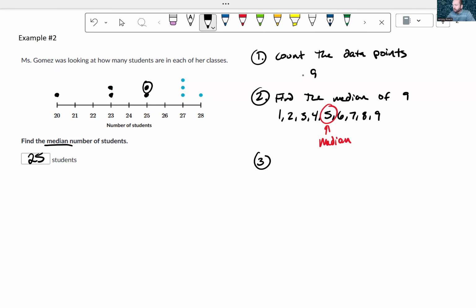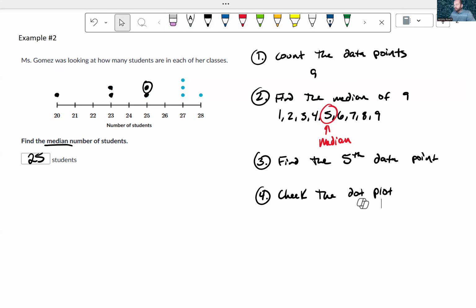So maybe I should write that out. Find the 5th data point and then just count on, or we'll say check the dot plot in this case. Or the last one, we were checking the histogram. Okay.